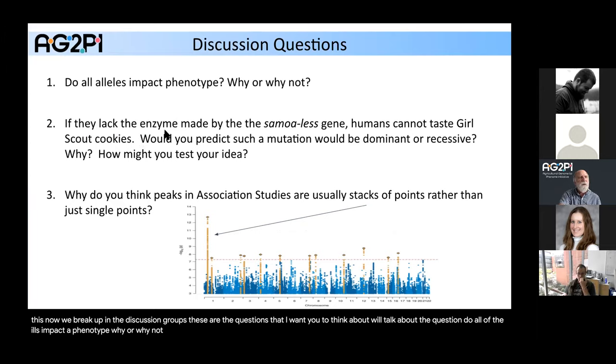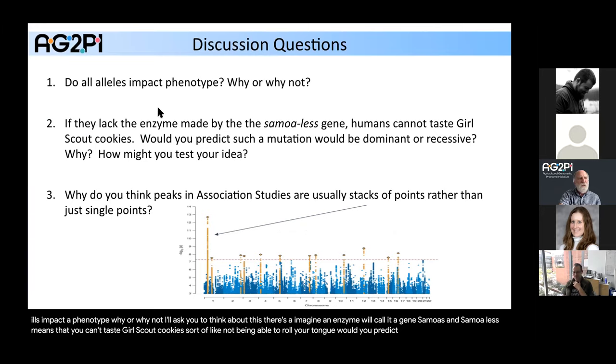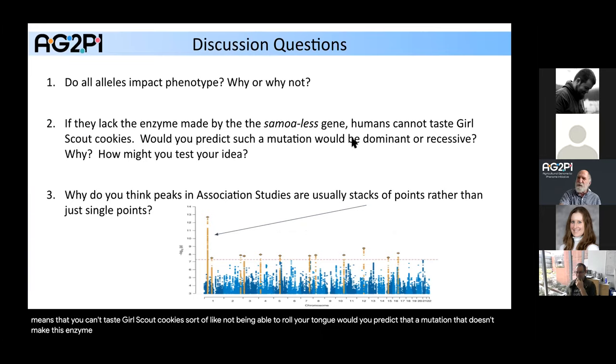I'll ask you to think about this. Imagine an enzyme, we'll call it a gene Samoalis, and Samoalis means that you can't taste Girl Scout cookies, sort of like not being able to roll your tongue. Would you predict that a mutation that doesn't make this enzyme would be dominant? Or would that be recessive? Why or why not? And how would you test that?